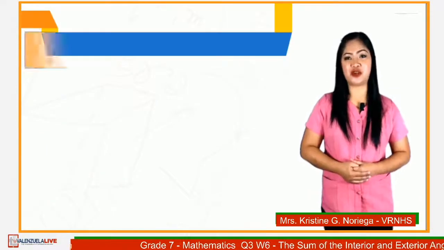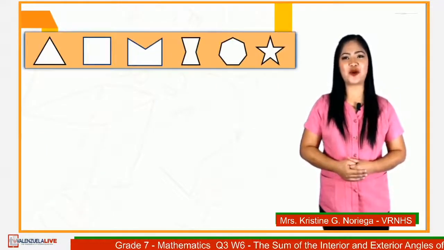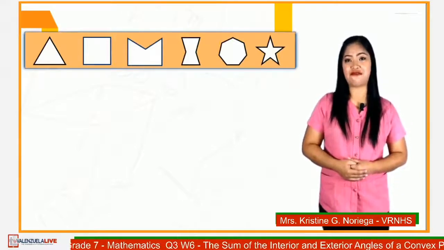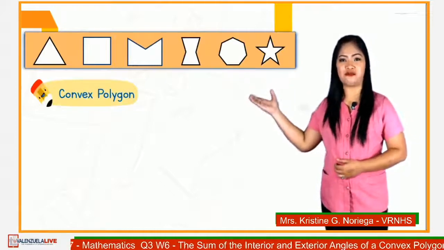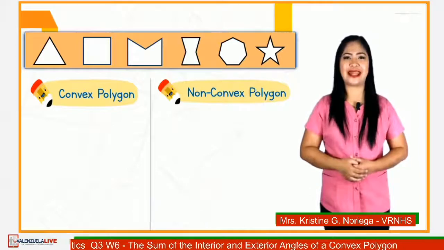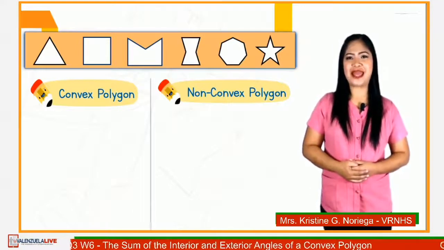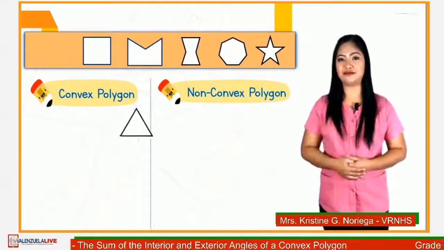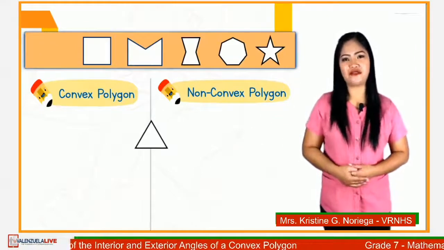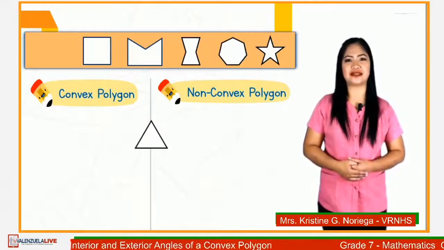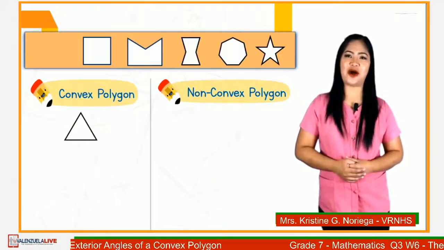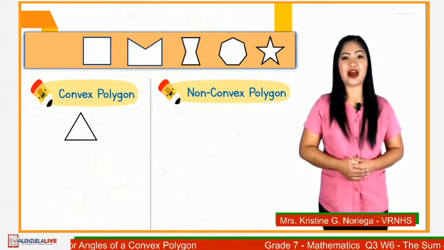For us to check if you do, let us have a short exercise. All you have to do is to identify the following polygons as convex or non-convex polygon. Come on, let's do it together. Let us have the first one. What can you say about this polygon? Is it convex or non-convex? You are right. It is a convex polygon. Let us have the next one.